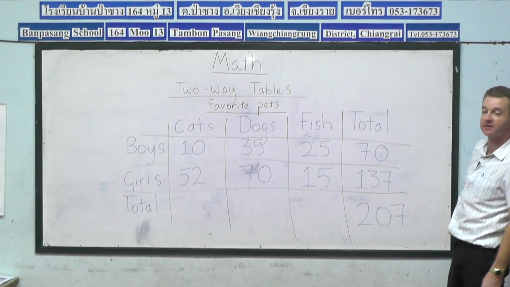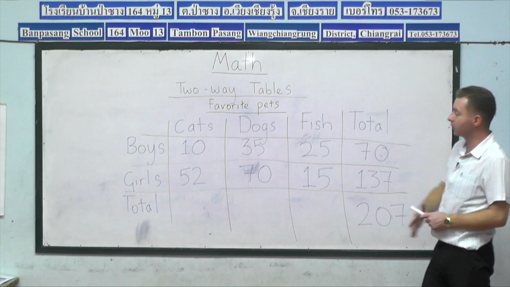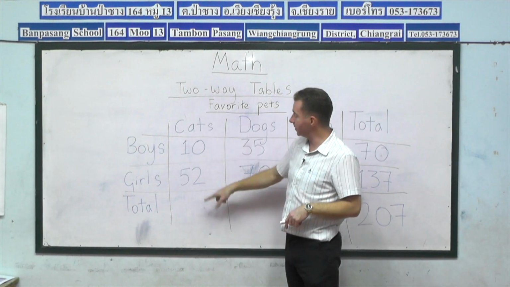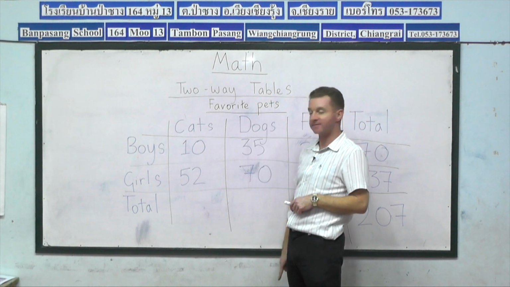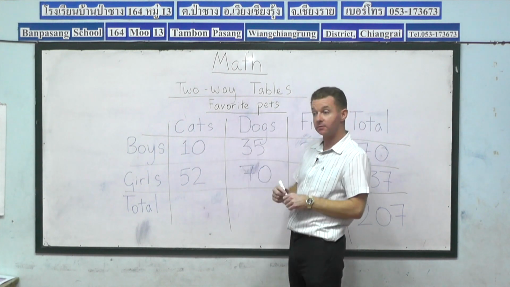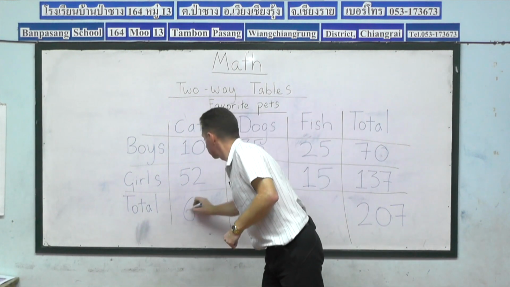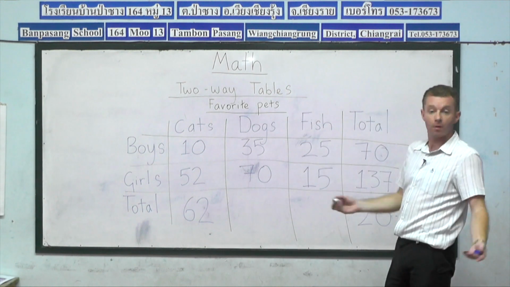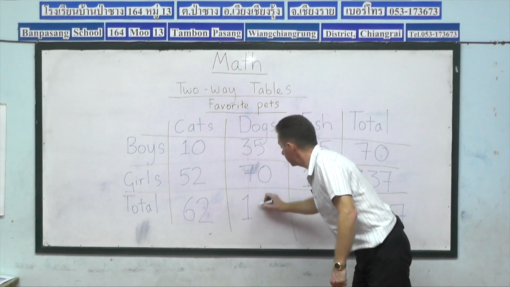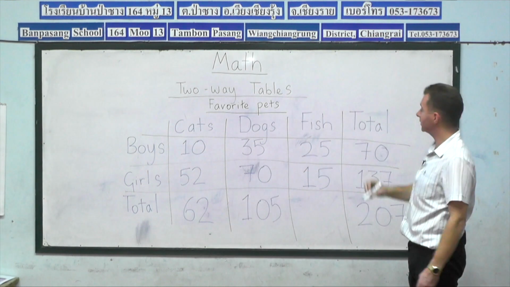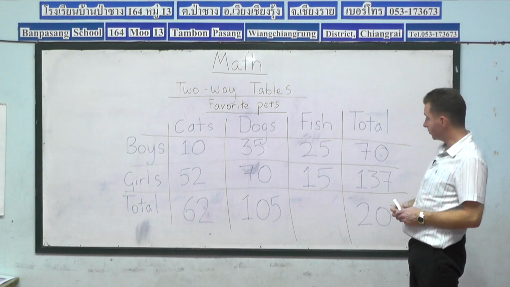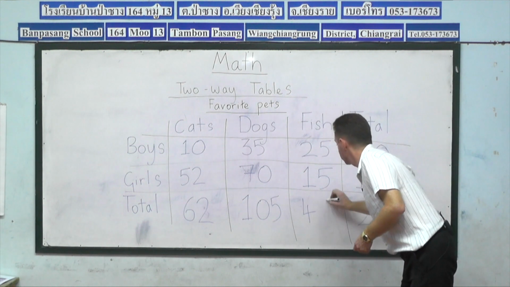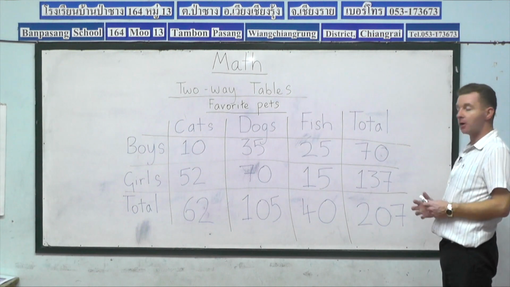We know the number of boys and girls that we asked about the pets, but we can also go this way, two ways. Now let's work out about the pets. How many people had cats as their favourite pet? 10 plus 52, 62. How many people, boys and girls, had dogs as their favourite pets? 105. And finally, how many people had fish as their favourite? 40. Because 25 plus 15. So there you go. There's our two-way table.